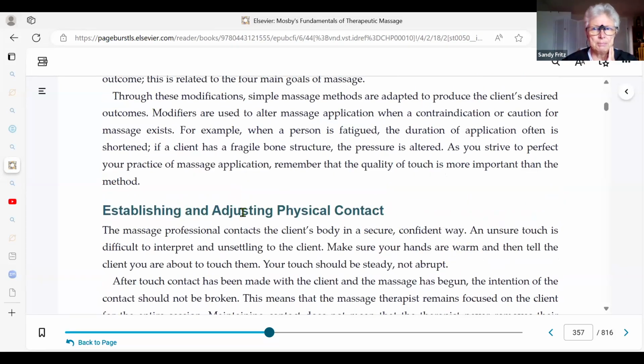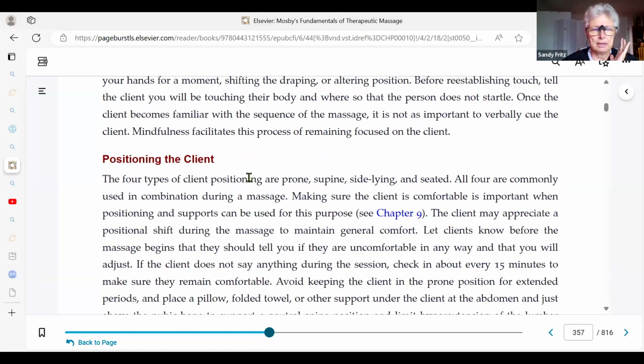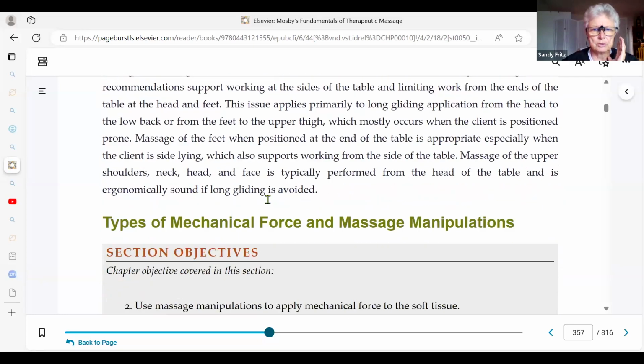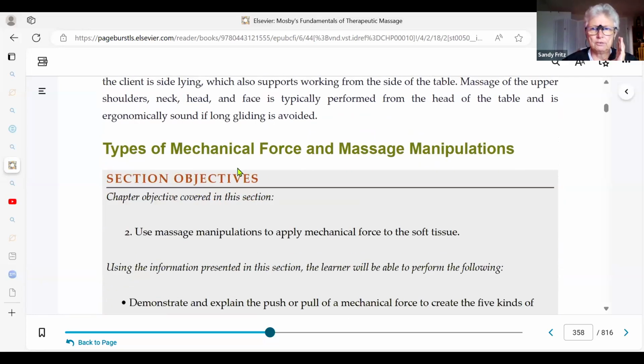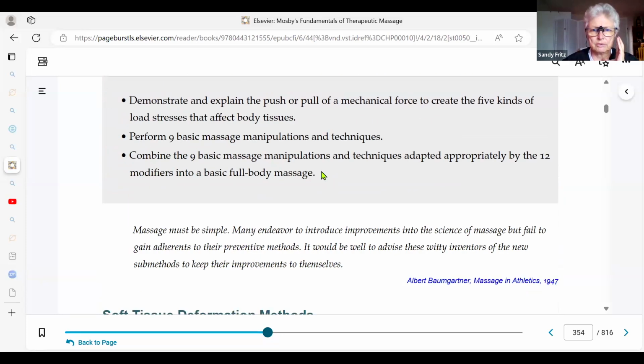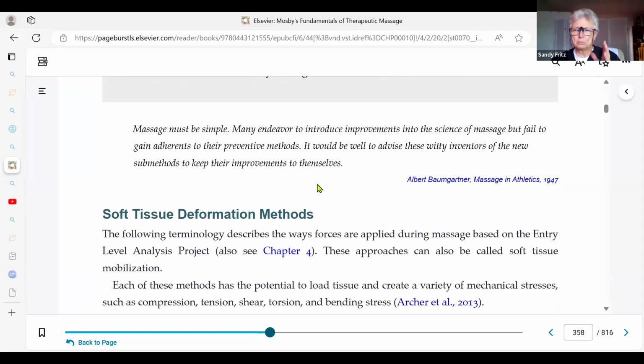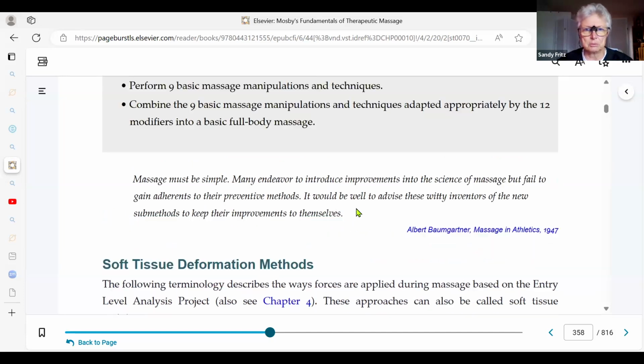So we have to make our first contact with our client, and we have to think about the various positions we're going to use. And then we have to take a look at and understand the mechanical forces. And again, this is review for athletic. I'm looking at Albert Baumgardner here. For Health Enrichment Center students. But as I've mentioned previously, other instructors will use these videos to inform themselves and other schools.